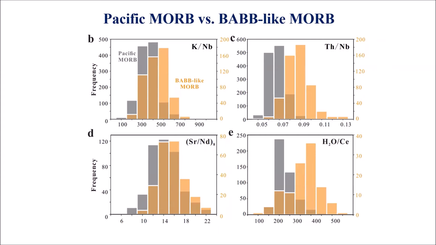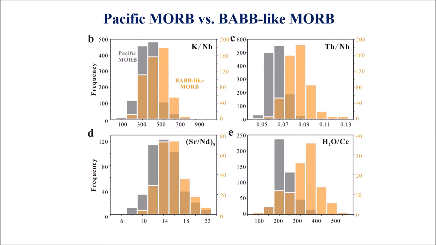Okay, so there are also statistical variations in the ratios. The gray columns are the Pacific MORB, the brown columns are the BAB-like MORB. So the potassium to niobium ratios, the thorium niobium ratios, the fractionation-corrected strontium to neodymium ratios, and also water to cerium ratios are all higher for the BAB-like MORB than the Pacific MORB. Well, such a finding confirms the credibility of the BAB filter to identify subduction influence globally, and also suggests that the Pacific MORB is unique in its extreme lack of subduction influence.